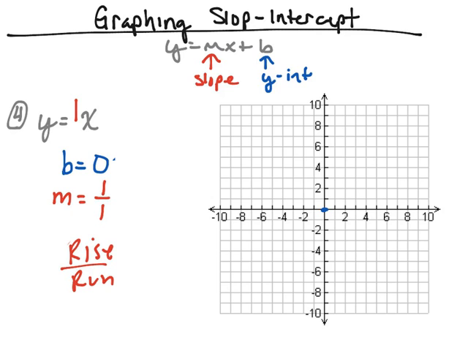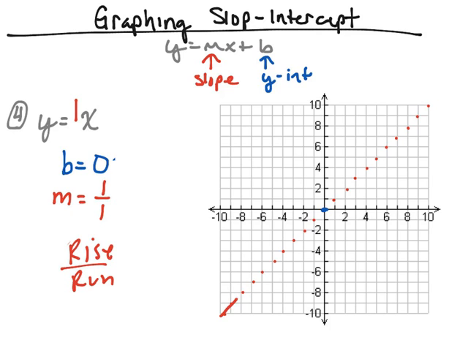So from my y-intercept, all I'll be doing is going up 1 and then over 1. Up 1 and over 1. I'm going to continue with this pattern because the more dots I have, the more accurate my line is. I'll go ahead and get some other dots over here on the left side by going down 1, 1 to the left. Down 1, 1 to the left. Again, the more dots I have, the more accurate my line is.